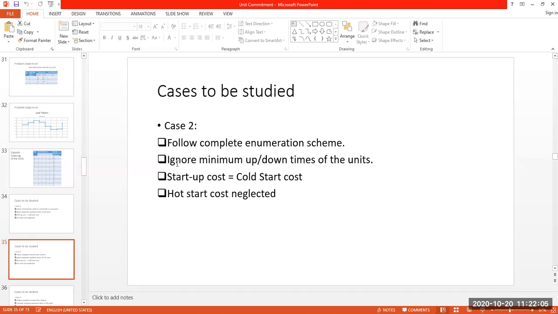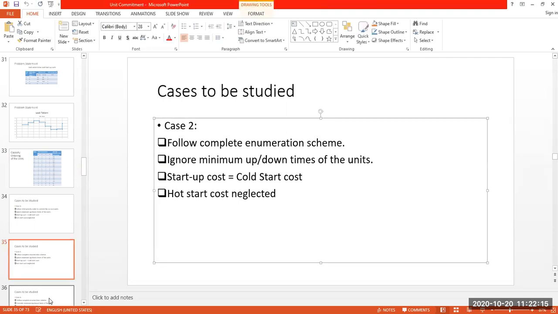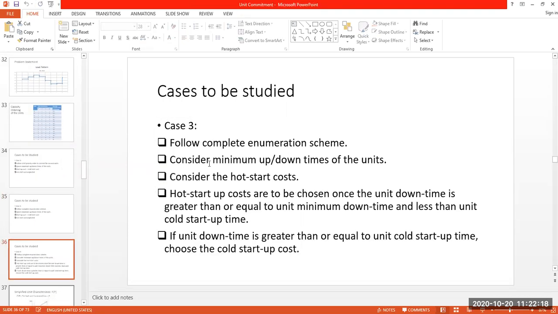But still, the other three remain the same. We are not considering any uptime or downtime of the units. We are again considering the startup cost equal to the cold start cost, and we are again neglecting the hot start cost. And in case 3, you again follow the complete enumeration scheme.